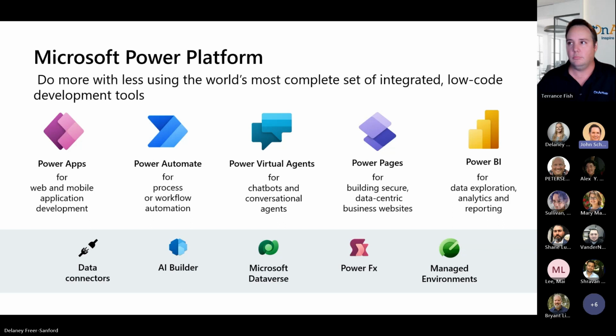If we go from left to right, I'll briefly describe what's included in the platform. One is Power Apps, which is our application development low-code platform for building mobile apps and web apps. Power Automate is our tool for building workflow automations, alerts, notifications, and automating your business processes. Power Virtual Agent is our chatbot and conversational agents that you can use on the front of a website or on an intranet within your organization.